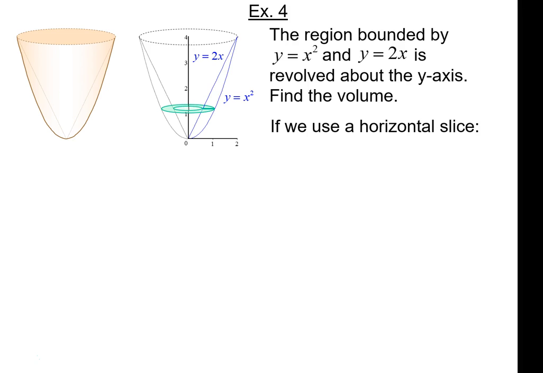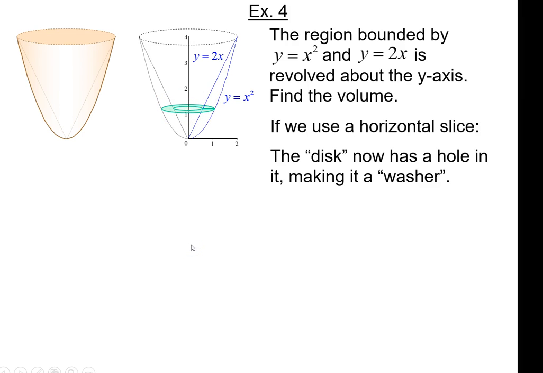You see that if we do a horizontal slice, there's a hole in our disc. It's not really a disc anymore. It's not a filled-in cylinder like it was to begin with. We've got a hole in the middle of it. And do you know what a washer is? You might see it at a hardware store, but it looks like this. It looks like a small donut almost. There's a hole in the middle. That's called a washer. That's where this name comes from.